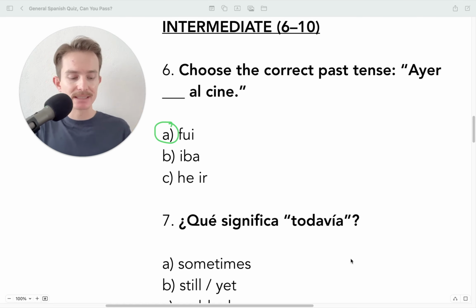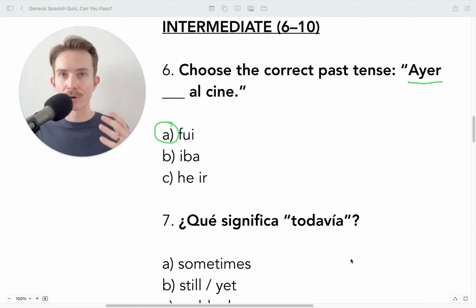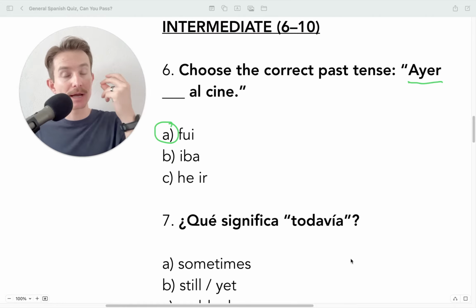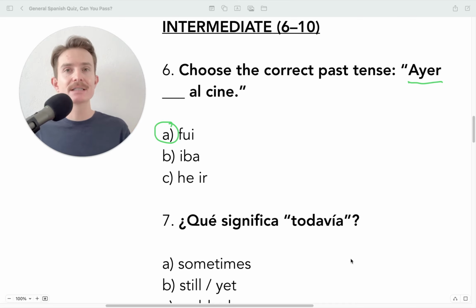Many times in Spanish, the word ayer is going to be a trigger phrase for the preterite tense. Remember that in Spanish, the preterite tense is for a one-time action in the past, whereas the imperfect, something like iba, is for an ongoing action in the past. So, yesterday I went to the movie theater. I wasn't going to the movie theater. I didn't used to go to the movie theater. I went. It's a one-time action.